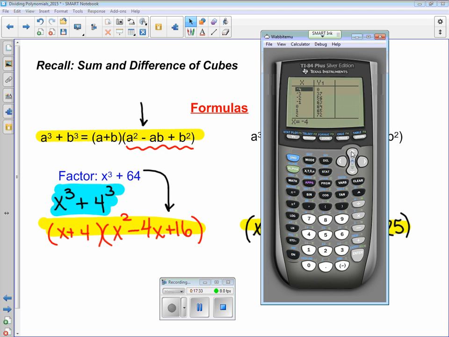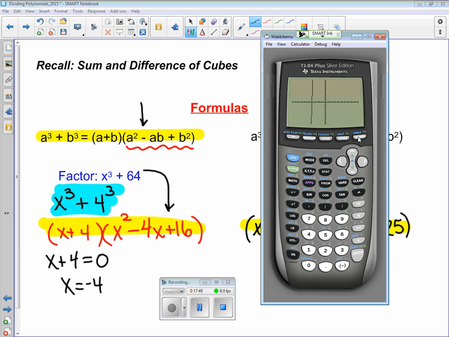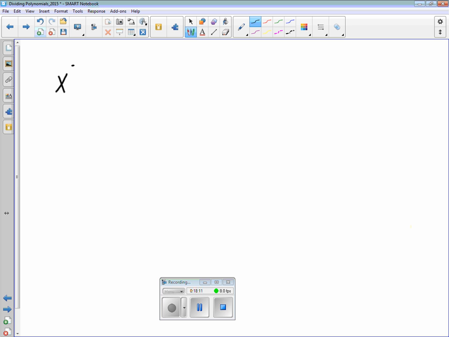What does -4 being a 0 and the factor have to do with one another? If I take the factor and set it equal to 0, aren't I going to get one of the solutions? So that factor tells me that -4 is a solution. Done. This other factor, how would I take it and solve it? If I set this factor equal to 0, x squared minus 4x plus 16 equals 0. How do I solve that?